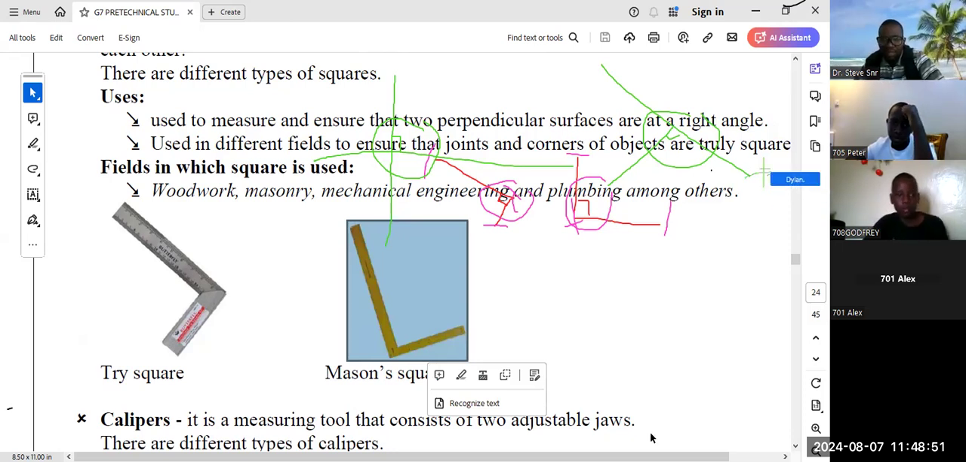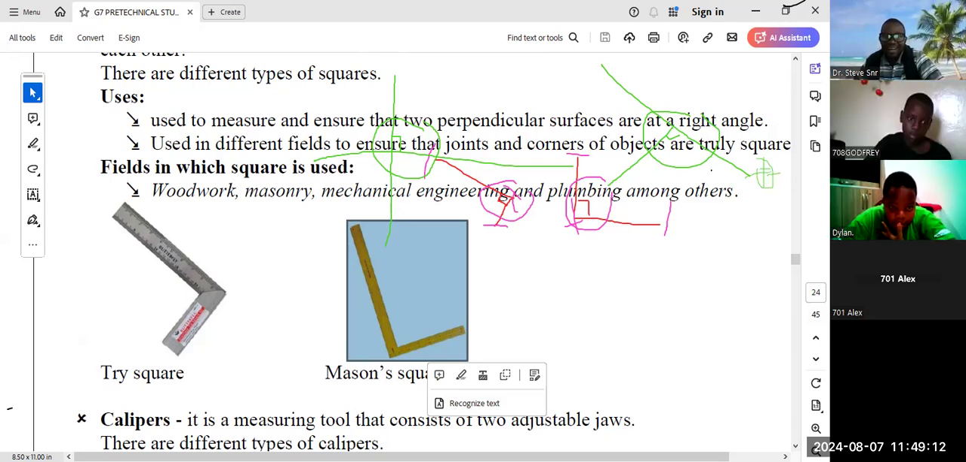I can see, Dylan, you are drawing something. So are you drawing 90 degrees or you are drawing a perpendicular area? What exactly, Dylan? Dylan? Yes. I can see you are drawing something. It's okay, no worries. So let's continue and focus on the next measuring tool.